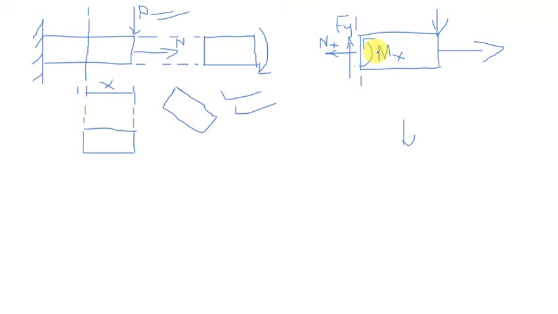So look guys, for us to stop this beam from moving in this direction, we must apply an equal and opposite force at this point. This is the reaction, right? For us to stop this beam from moving in the downward direction, we must have some equal and opposite force at this point. Then for us to stop it from bending, we must have some equal and opposite force at this point.